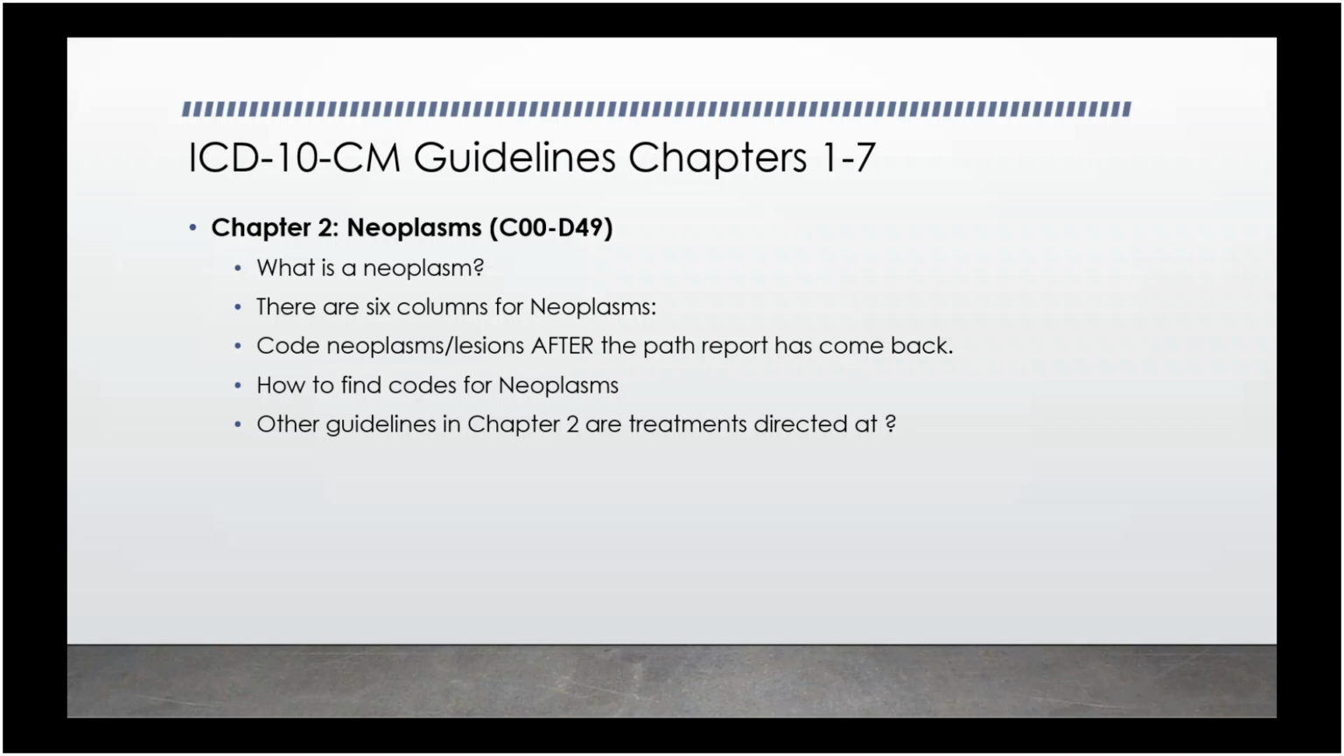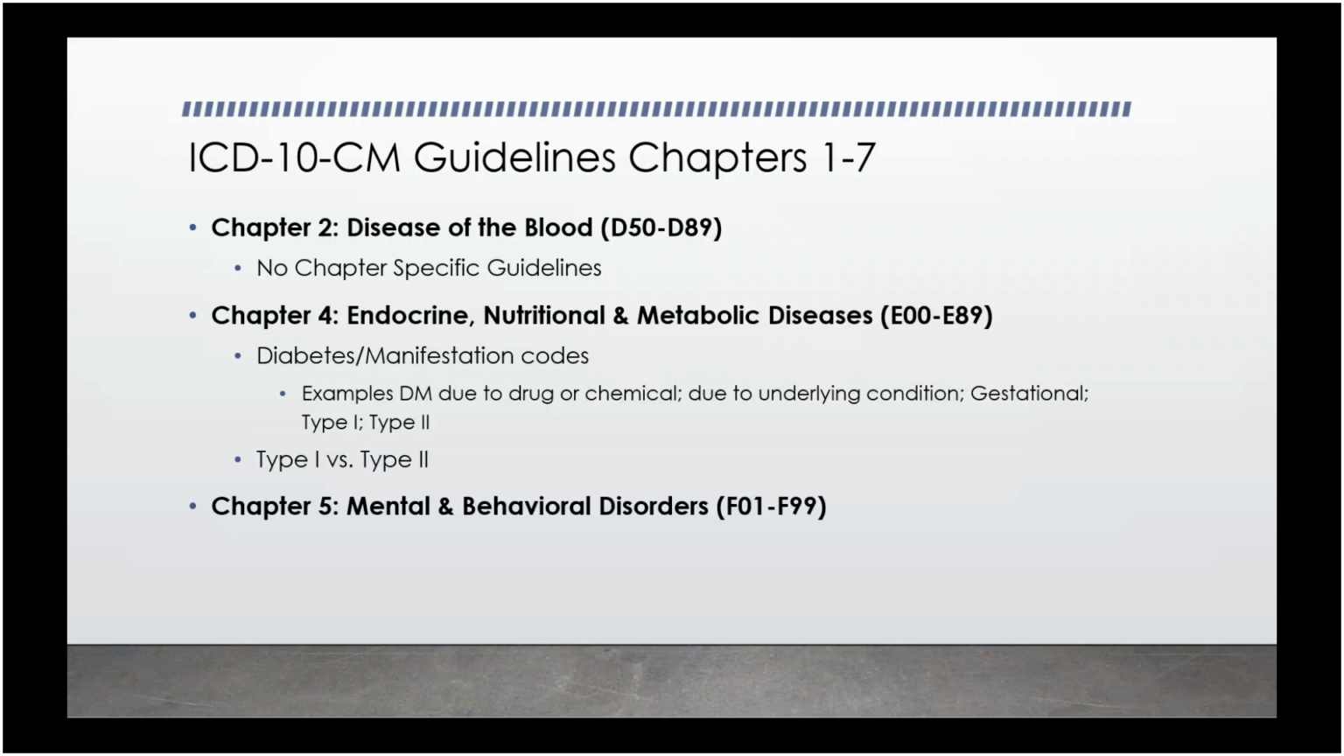Neoplasm normally is always coded primary or first, and then the other secondary sites and secondary treatments, such as dehydration or anemia, are coded secondary. However, we do have chemotherapy and radiation therapy. If that's the reason for the visit, that's what's going to be sequenced first. Again, if you have a guideline-specific question, you need to look it up to verify. Don't just guess.